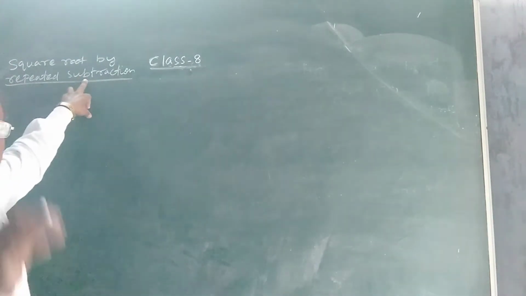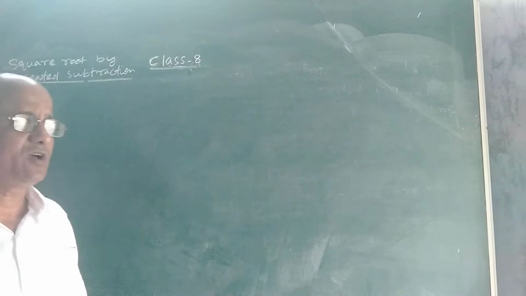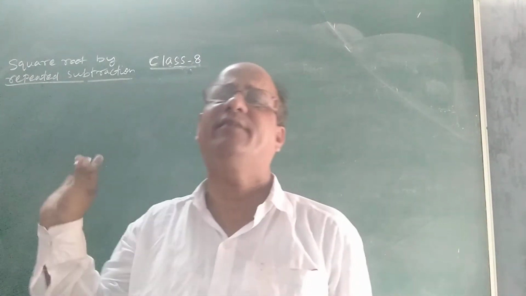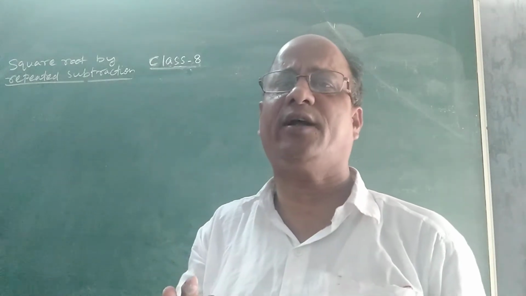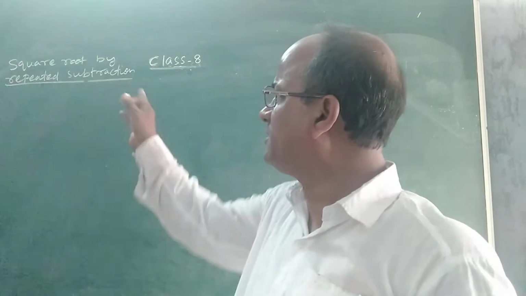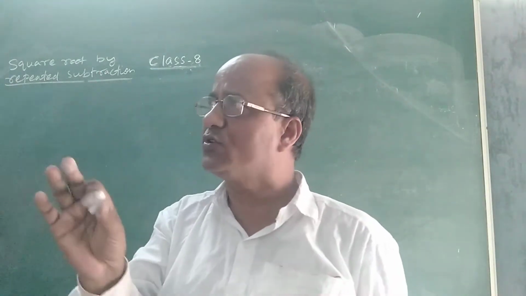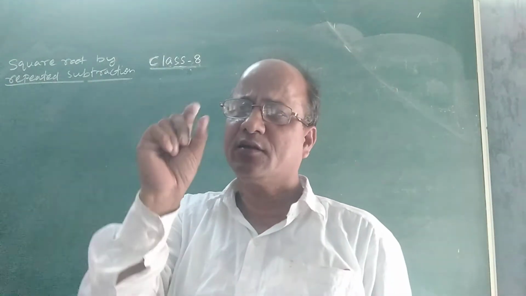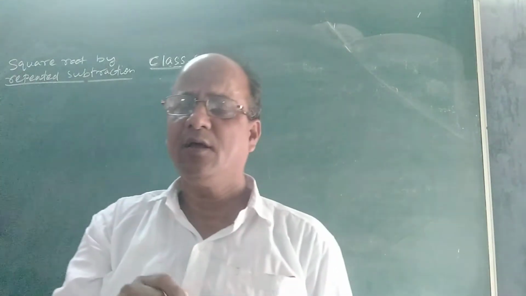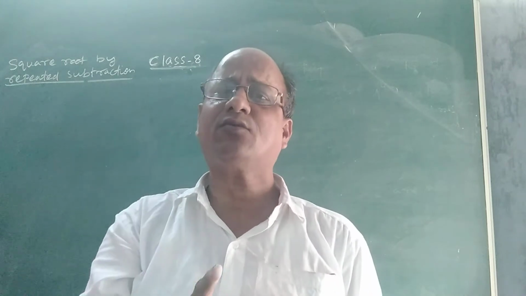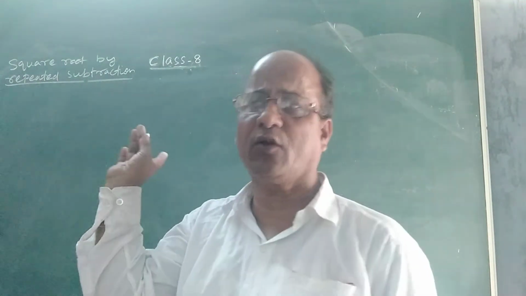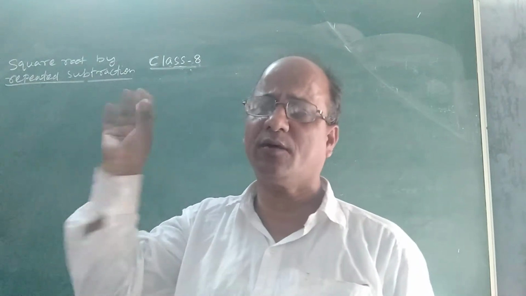Actually, this method is of least importance and least use while calculating the square root. Why? Because it is a very lengthy and time-taking method to find the square root of large perfect square numbers. So this particular method we use only to find the square root of small perfect square or square numbers. Unless you are asked to find the square root by this method, I will advise you not to follow it for large numbers.